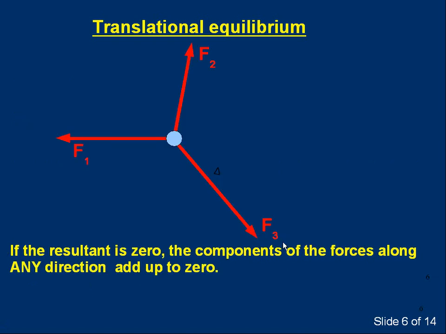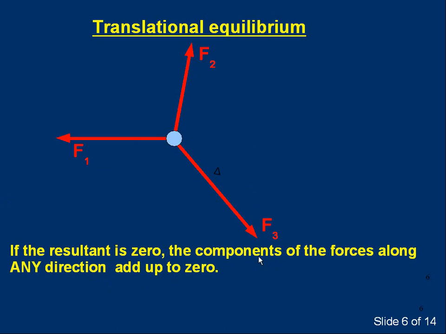Here's another situation where we have 3 forces. Let's imagine these 3 forces, F1, F2 and F3, add up to give us a 0 resultant. So we know the resultant is 0. The important point you need to be aware of, because you're going to use it, is this. If the resultant is 0, the components of the forces along any direction add up to 0. Let me say that again. If the resultant is 0, the components of the forces along any direction add up to 0.